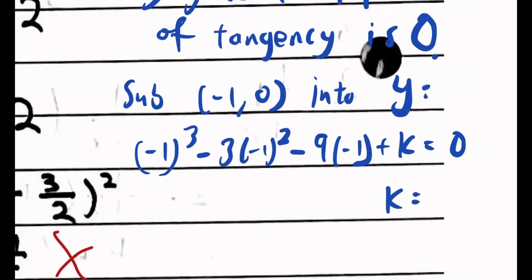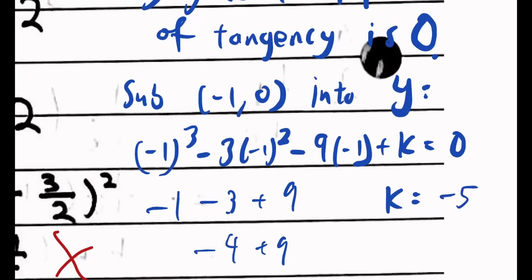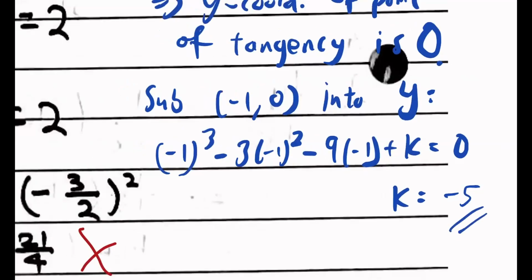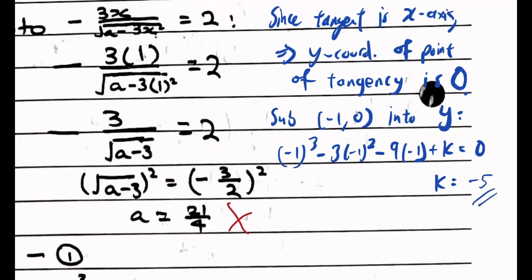Let's see. This guy is -1. This guy is +1 with a -3. This guy is +9. -1 minus 3 is -4 plus 9. This is +5. Right. Bring over, you get -5. Good. So that's the first possible value. When k equals -5, you have -1, 0 as the tangent.